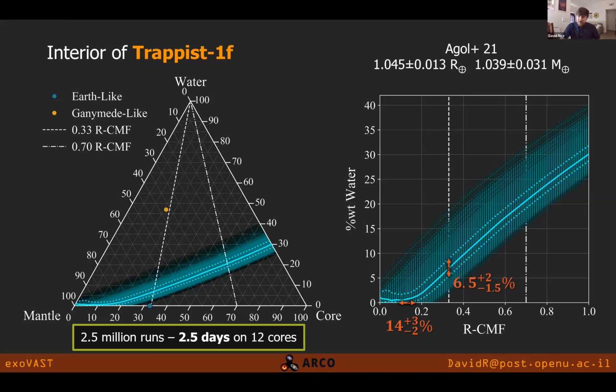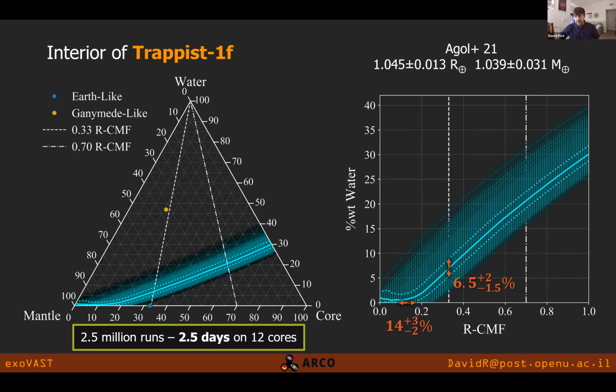Taking 5,000 measurements, swinging it across 101 refractory core mass fractions, and then solving for the water mass fraction to match that mass and radii is 5,000 blue lines across here. This is 2.5 million runs of MAGRATHEA. It takes just about 2.5 days on 12 cores, which is relatively short depending on your computer resources. But all the planets here in the blue are possible for TRAPPIST-1F.